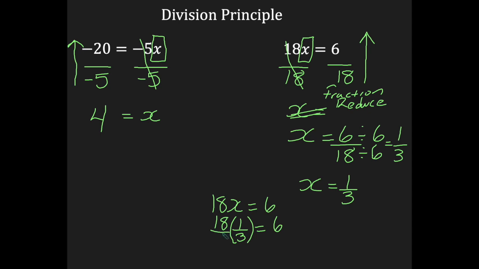I'm going to make the 18 a fraction, put it over 1. Remember, when you're multiplying fractions, you go straight across. 18 times 1 is 18. Over 1 times 3 is 3. And if you divide by going to heaven, 3 goes into 18 6 times. So the left equals the right. So that's your division principle.